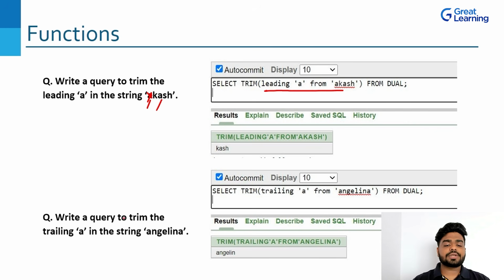If you want to remove the next A, then you can see here what is happening. Now this is not the next A, this is exactly the last A, okay? So write a query to trim the trailing A in the string. Don't think that whatever A is coming in between will be removed. No, the last A will be removed. So if you see trailing A from Angelina, Angelin will be the answer because the last A is getting removed. If I write leading here, then the answer will be Ngelina, correct? This is what trimming is.